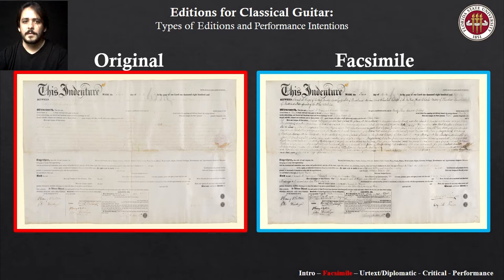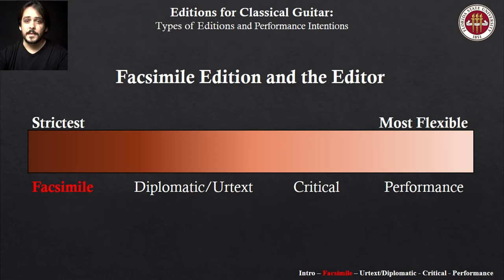The facsimile edition has the most restrictions on the editor. Their power is very limited, and that's one of the most important features of this type of edition. The facsimile allows direct access to the composer's intentions without third-party interventions.